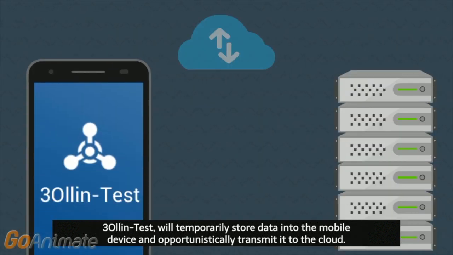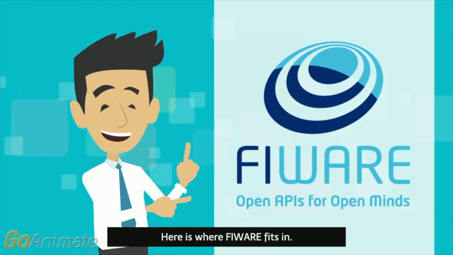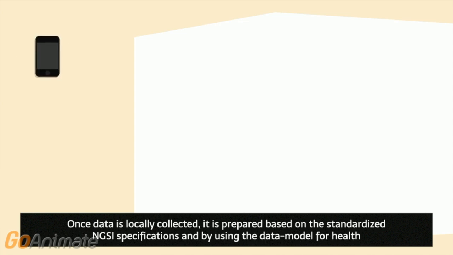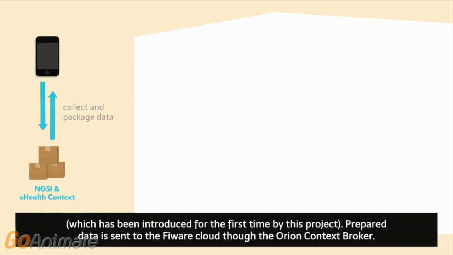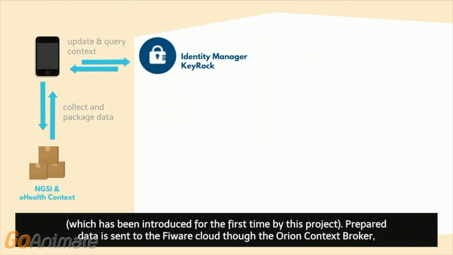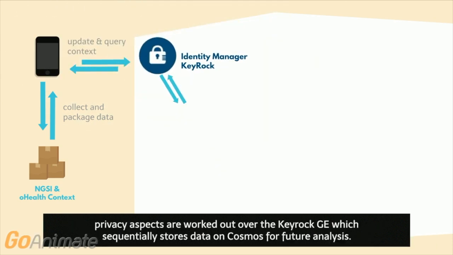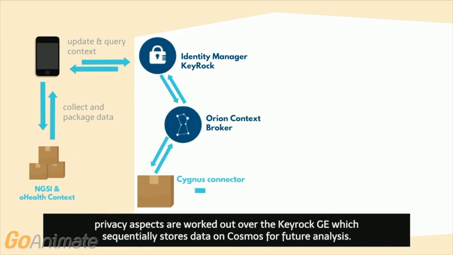3OGEN tests will temporarily store data into the mobile device and opportunistically transmit it to the cloud. Here is where FileWare fits in. Once data is locally collected, it is prepared based on the standardized NGSI specification and by using the data model for health, which has been introduced for the first time by this project. Prepared data is sent to the FileWare cloud through the ORIENT Context Broker. Privacy aspects are worked out over the keyword generic enable, which sequentially store data in Cosmos for future analysis.